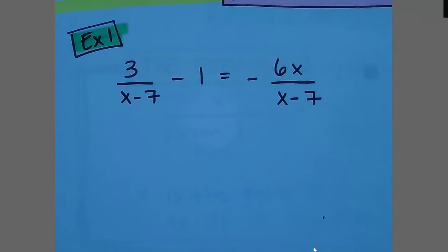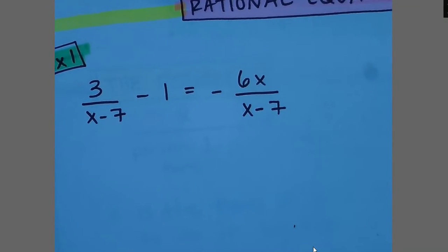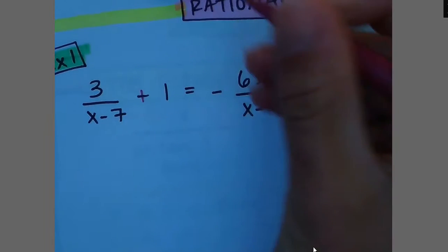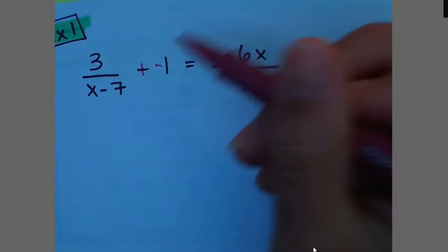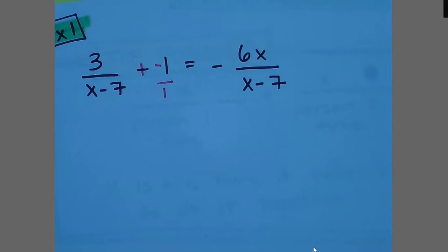All right, first thing I'm going to do, this minus 1 here, I'm going to rewrite it as plus negative 1, and I'm going to rewrite it as plus negative 1 over 1. Okay, you need to understand that negative 1 can be rewritten as a fraction.